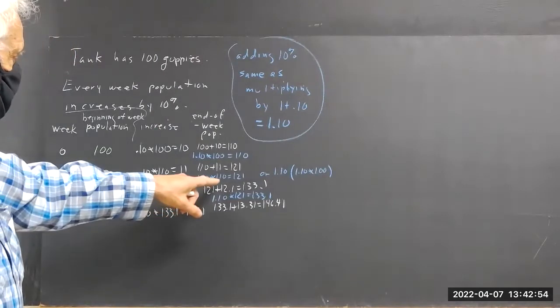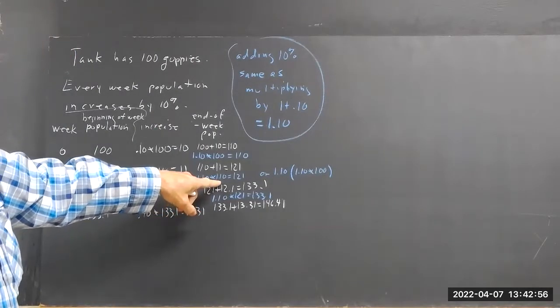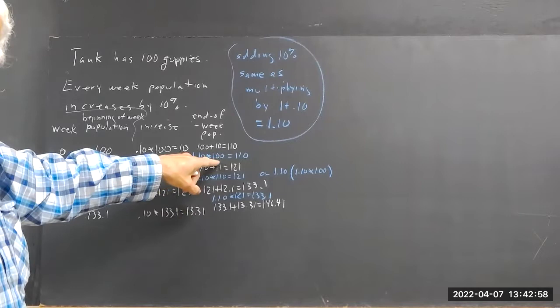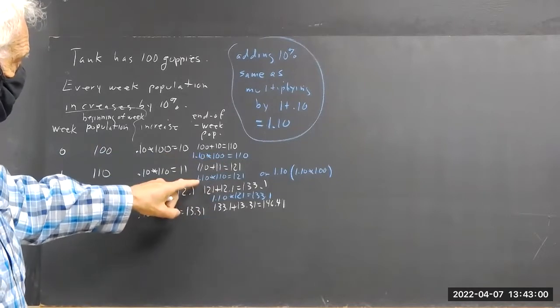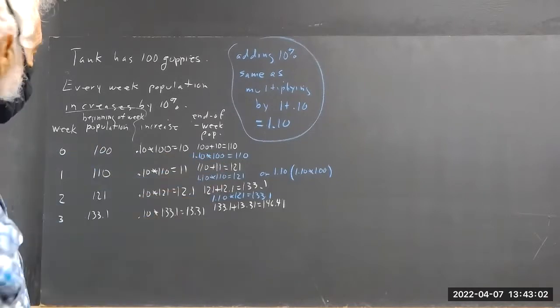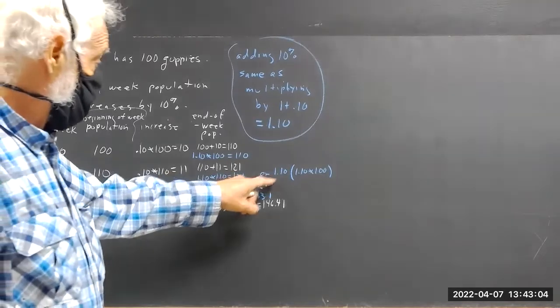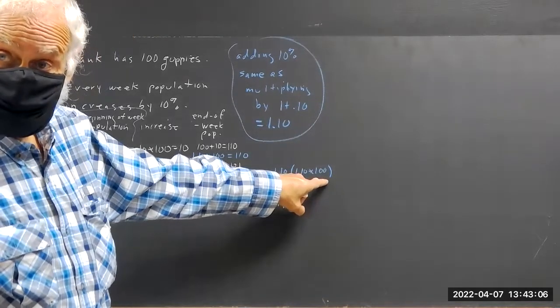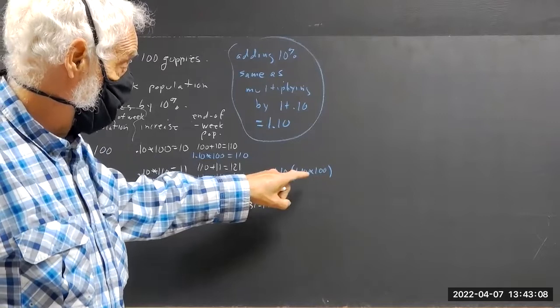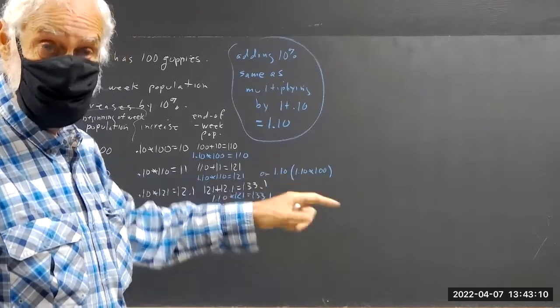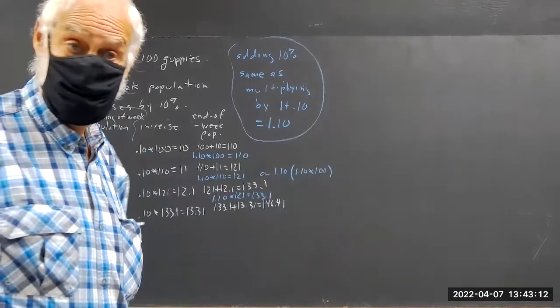Okay. Where'd this 110 come from? That was 1.10 times 100, right? So we multiply 1.10 times 110. We're multiplying 1.10 times 1.10 times 100, right? What's another way to write 1.10 times 1.10? 1.10 squared.